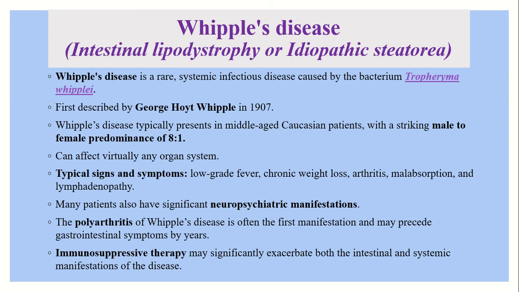Whipple disease typically presents in middle-aged Caucasian patients with a striking male to female predominance of 8 to 1. It can affect virtually any organ system. Typical signs and symptoms are low-grade fever, chronic weight loss, arthritis, malabsorption, and lymphadenopathy. Many patients also have significant neuropsychiatric manifestations. The polyarthritis of Whipple disease is often the first manifestation and may precede gastrointestinal symptoms by years. Immunosuppressive therapy may significantly exacerbate both the intestinal and systemic manifestations of the disease.